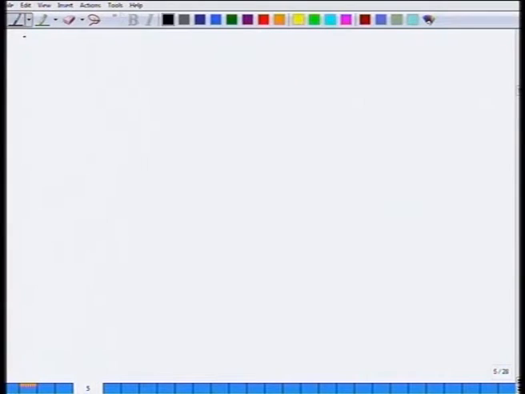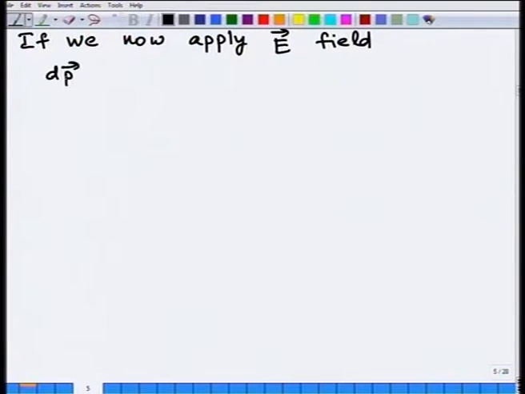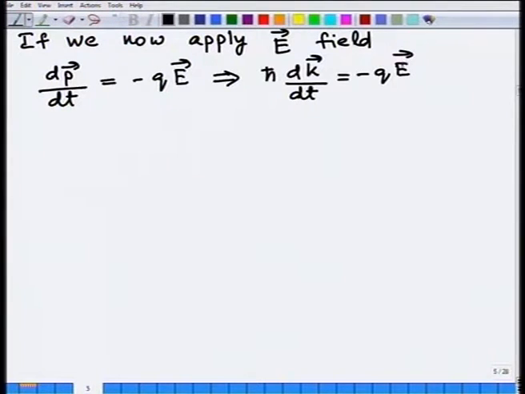But what happens if I apply an electric field? If we now apply electric field, then what happens? We know that dP, this rate of change of momentum, now should be equal to minus q times E, the electric field, which has a minus sign because of the electron, and q is the absolute charge, one positive number, 1.6 into 10 to the power minus 19. So, that is that number. Okay. Anyway, so this is the rate of change of momentum, which implies I can write this as h bar dk/dt equal to minus q times this electric field E.